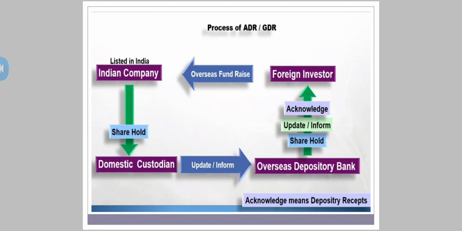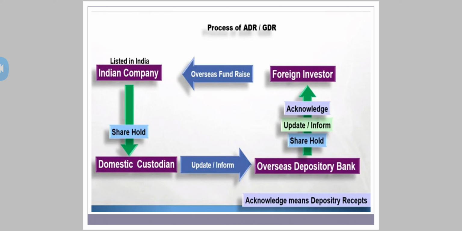Okay, now see, holding the share with you and then informing the foreign bank, that is the foreign depository bank, and that foreign depository bank will hold the share, will have the depository, will keep your shares safely, and then will update and give an acknowledgement to the foreign investor, and then the foreign investor will buy those American depository receipts. Now your shares get converted into American depository receipts when traded in another country.